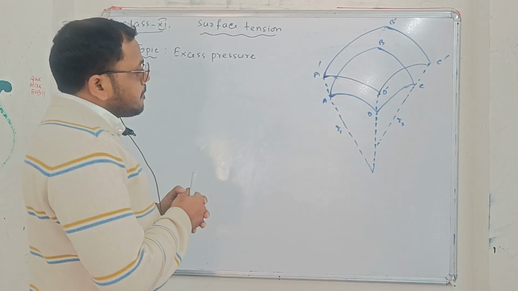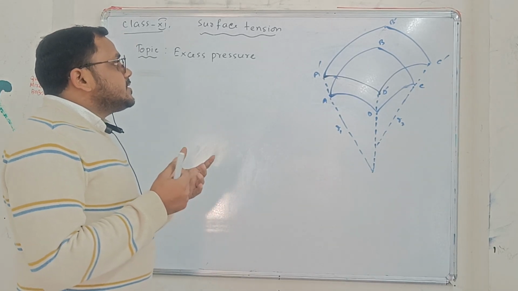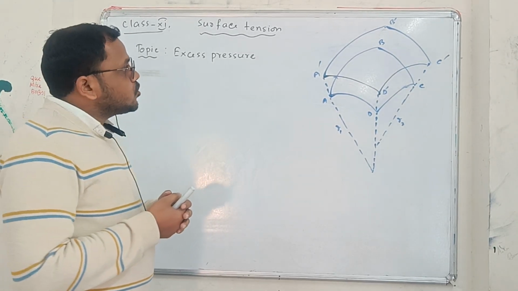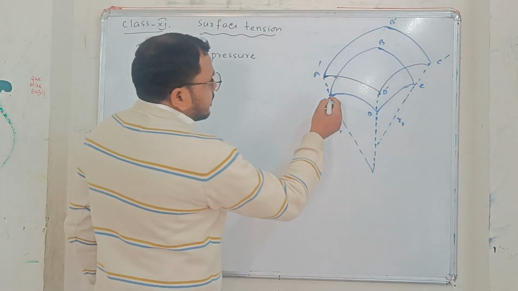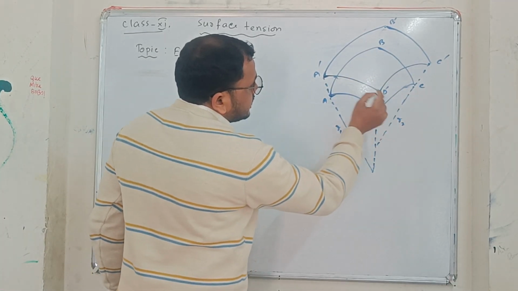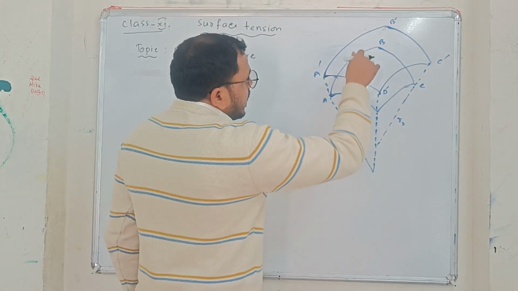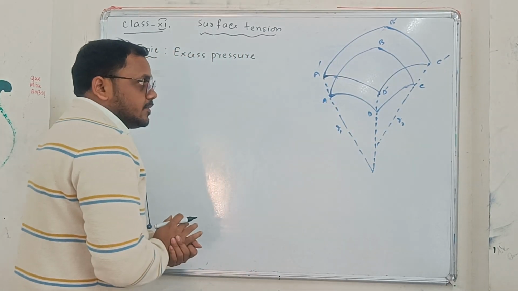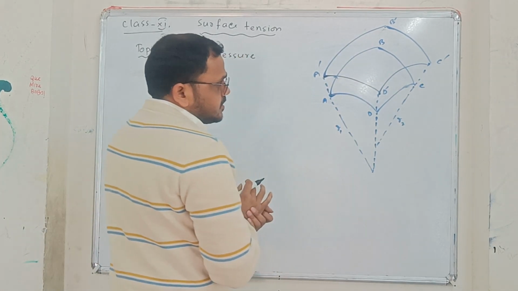What is the excess pressure? Excess pressure means the pressure difference between any surfaces. We consider this is the surface A, B, C, D, and there are two pressures, an upward pressure and a downward pressure. Here the upward pressure is P1 and the downward pressure is P2.